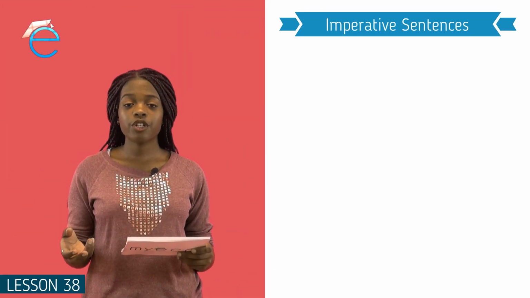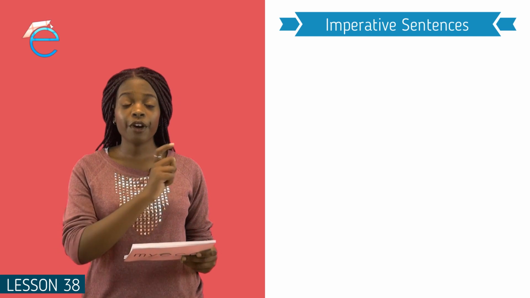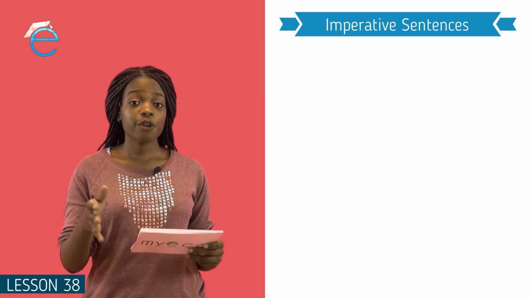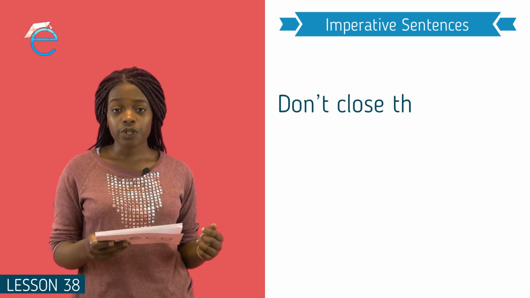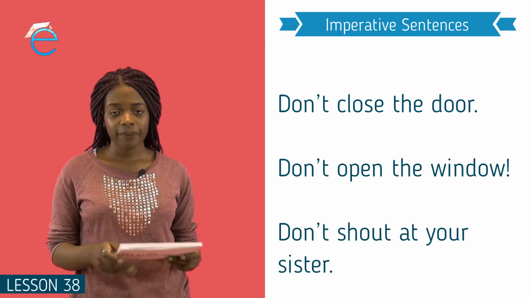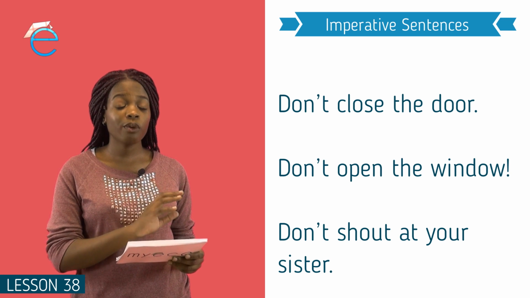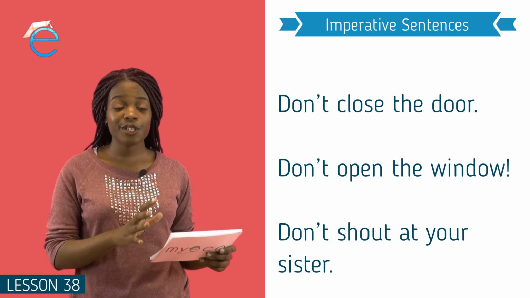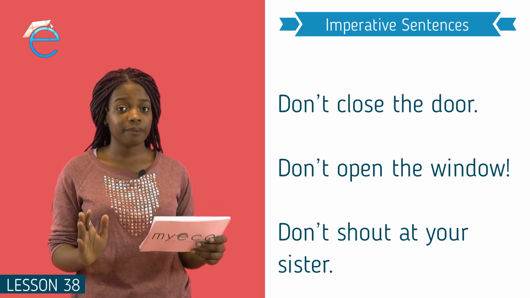To make a negative imperative sentence, all we have to do is add don't to the very beginning of the sentence. So for example, don't close the door, don't open the window, or don't shout at your sister. Notice here that we're using only don't. We're not using doesn't or another form, just don't.